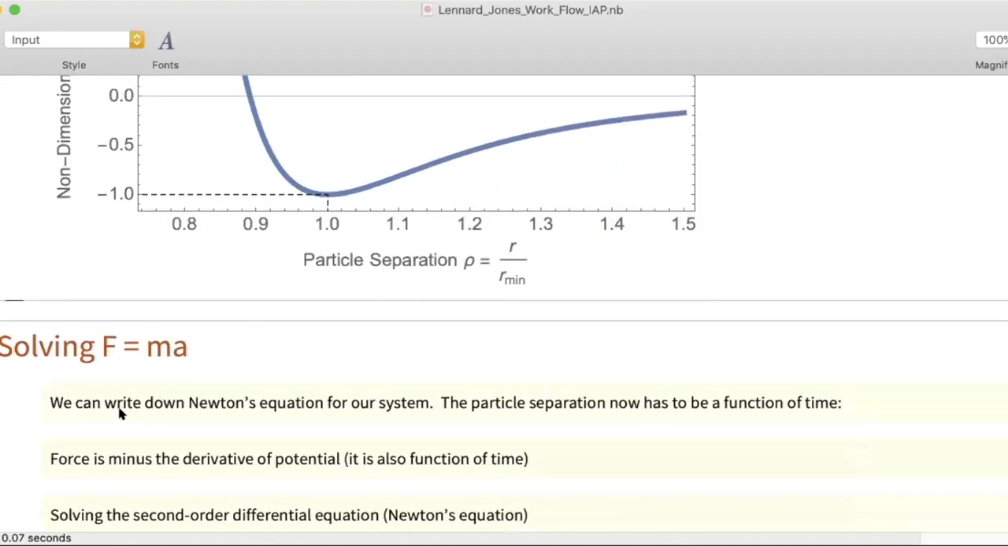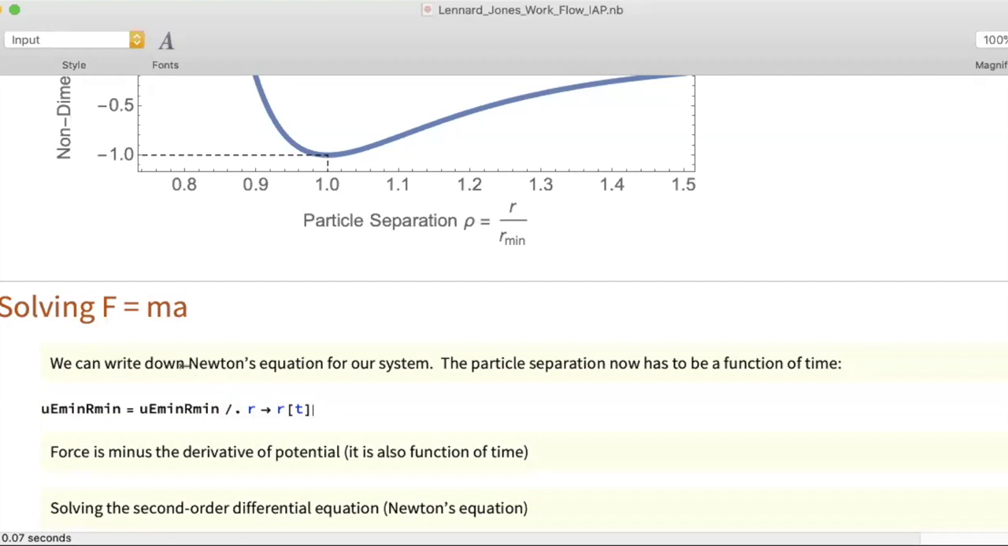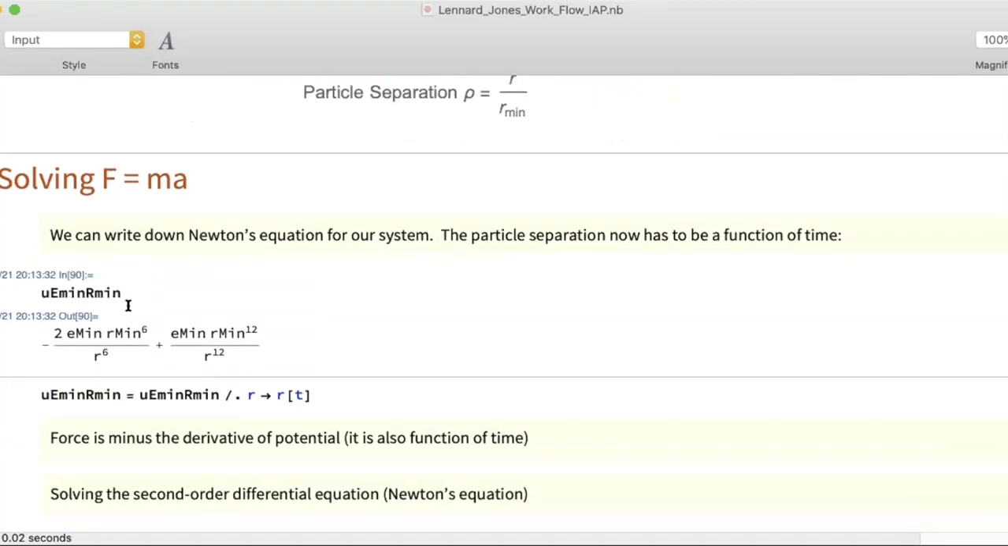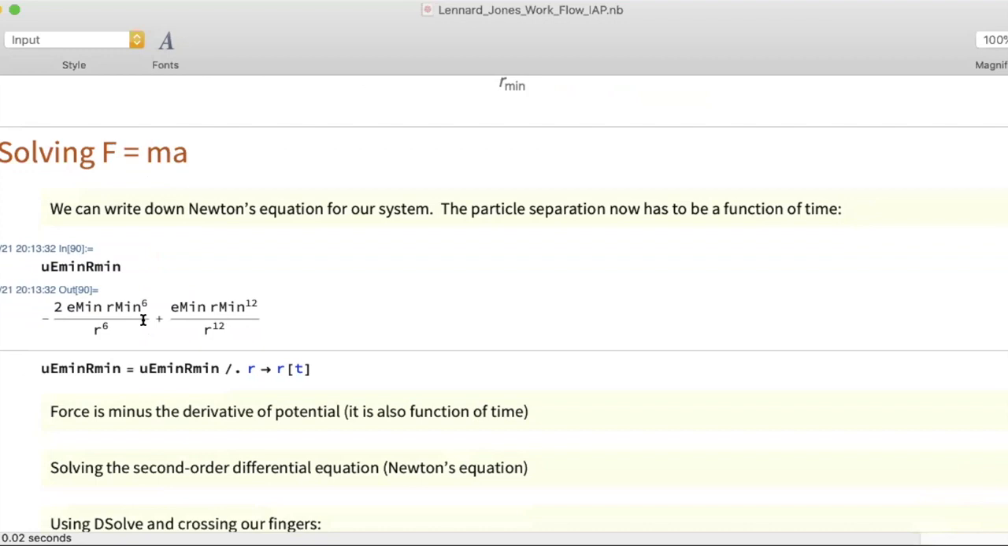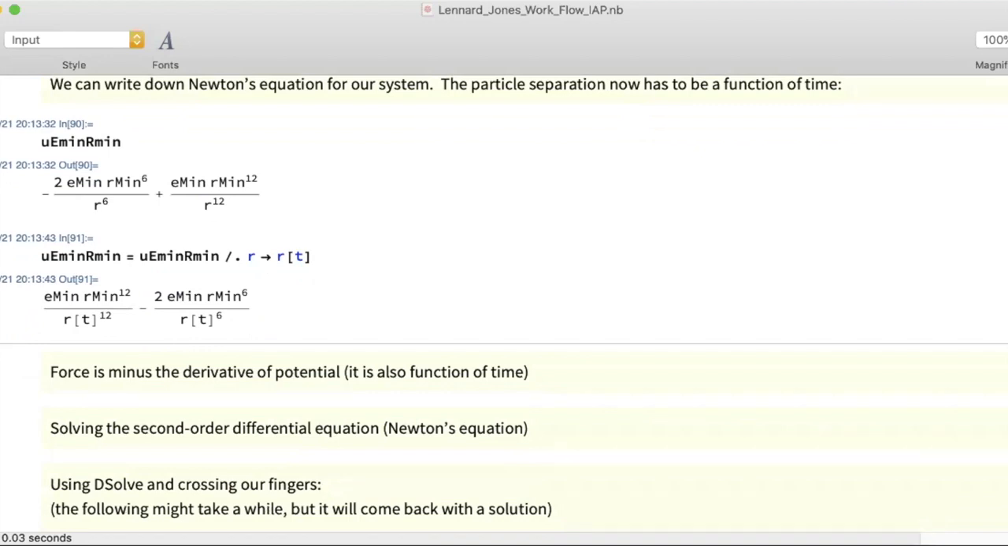Okay, so let's go try to solve F equals ma. Okay, so the first thing we have to do is, just to remind you what this term looks like, right, we have this R in terms of its natural variables. The first thing we have to do is make R a time-dependent quantity. So I'm going to replace R with R of t. Okay, so that's now my potential as a function of time.